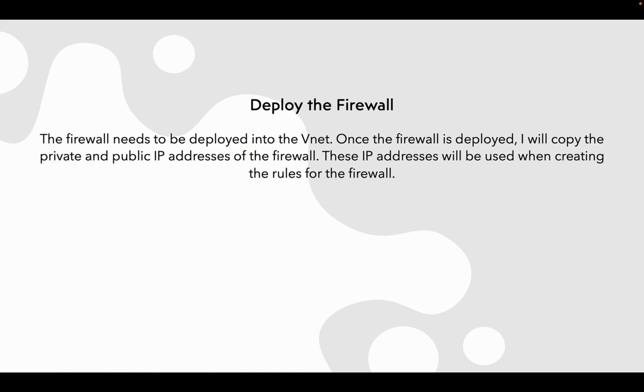Deployment. The firewall needs to be deployed into the virtual net. Once the firewall is deployed, I will copy the private and public IP addresses of the firewall. These IP addresses will be used when creating the rules for the firewall later.